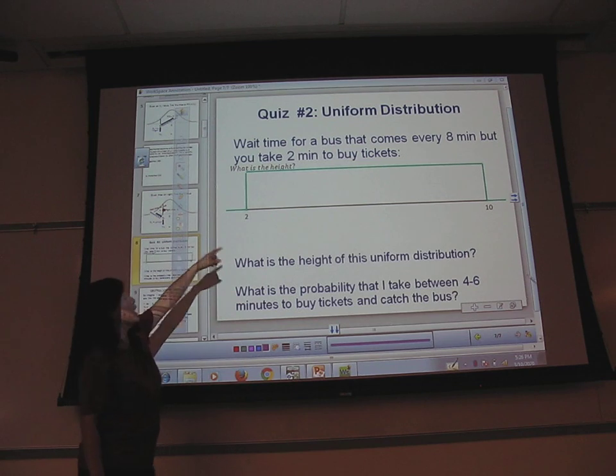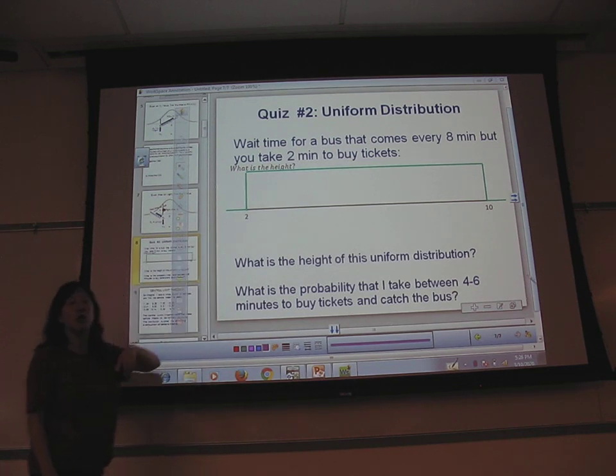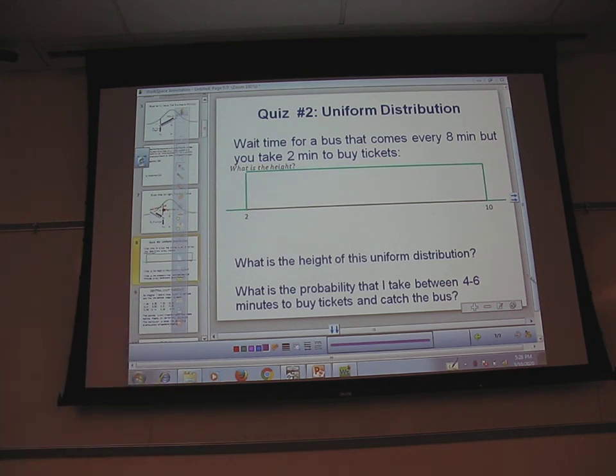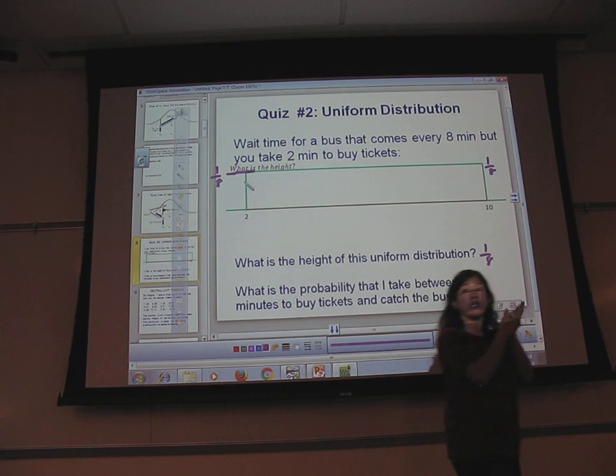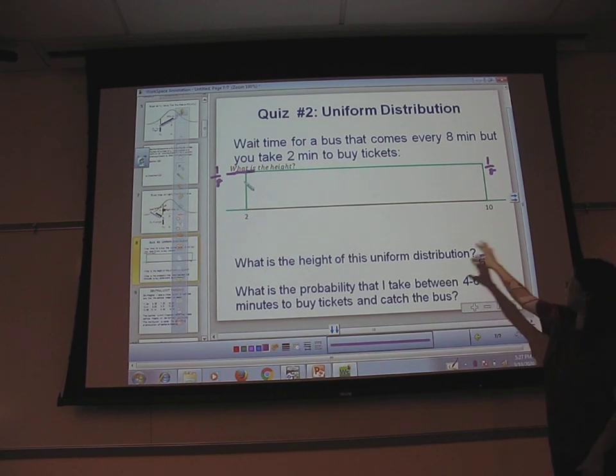Because remember, this length times my height has to add up to 1 for the whole rectangle. So that tells me what my height is of this rectangle. So my height is 1/8. So no matter what, if I grab any little piece anywhere along here, the height will be 1/8. So everybody said the height doesn't change. Now that I know what the height is, I know the height of anywhere along here is 1/8.